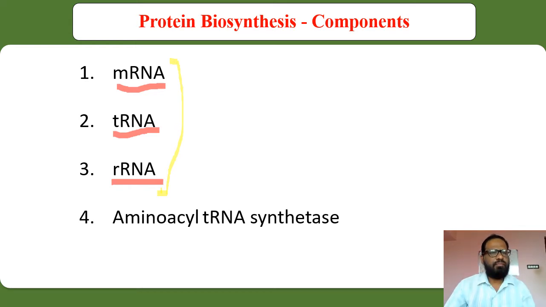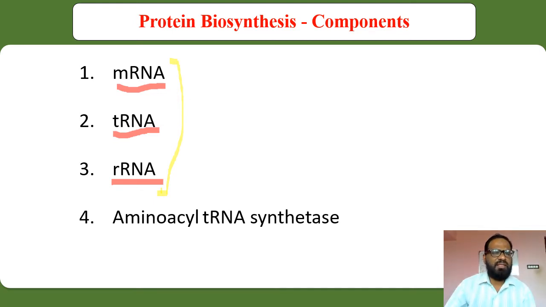If you take these three different types of RNAs, all of them are indispensable. You must have these three different types of RNA, then only it is possible to synthesize the protein molecule. And if you don't have these three different types of RNA, it is not possible to synthesize the protein.